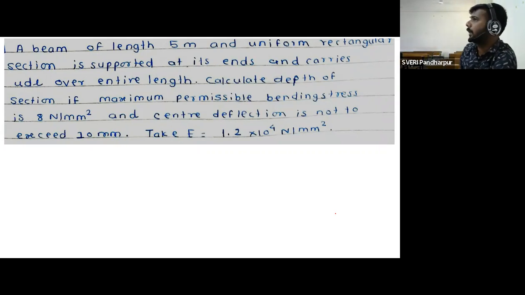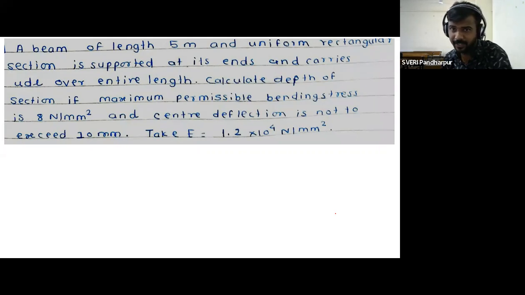So the problem is somewhat different. Read the statement carefully. A beam of length 5 meter and uniform rectangular section is supported at its end and carries UDL over entire length. Calculate depth of the section if maximum permissible bending stress is 8 Newton per mm square. The center deflection is not to exceed 10 mm. Take E is equal to 1.2 into 10 raised to 4.